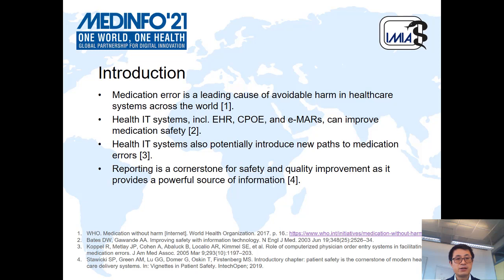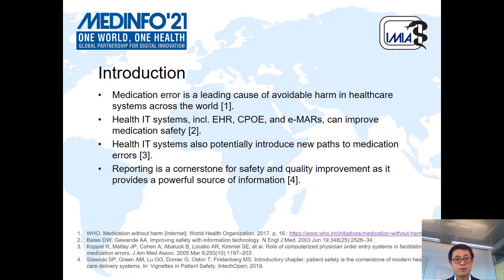As we know, medication error is the leading cause of avoidable harm in healthcare systems across the whole world. Health IT systems, for example, EHR, CPOE, or EMRs, can improve medication safety. However, the use of health IT systems itself also potentially introduces new paths to medication errors. To gain knowledge, we need to learn from errors.